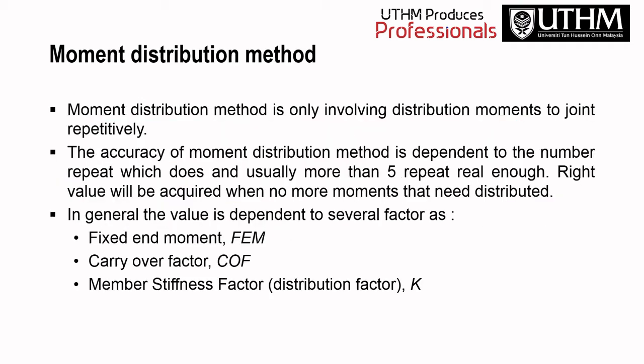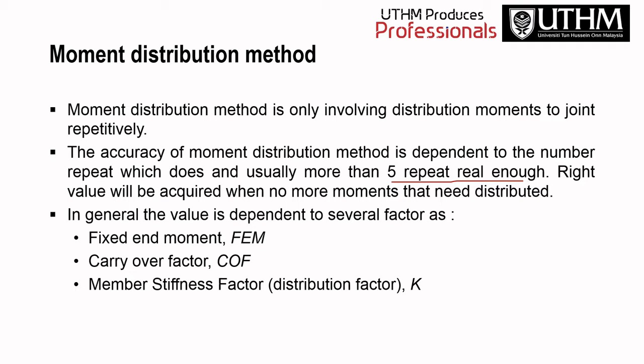Okay, so firstly, the moment distribution method only involves distributing moments to joints repetitively. So the accuracy of the moment distribution method depends on the number of repeats, and usually more than 5 repeats is enough. You repeat 5 times, then it is enough. Okay, so the right value will be acquired when no more moments need to be distributed. So in general, the value depends on several factors such as fixed end moment, carryover factor, and member stiffness factor, which is the distribution K value.